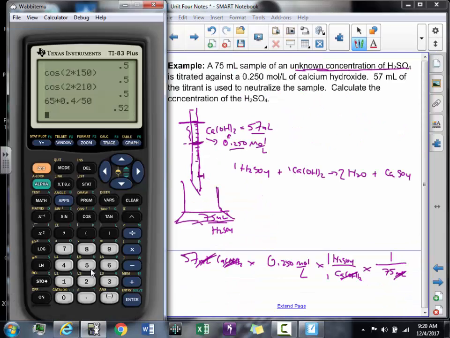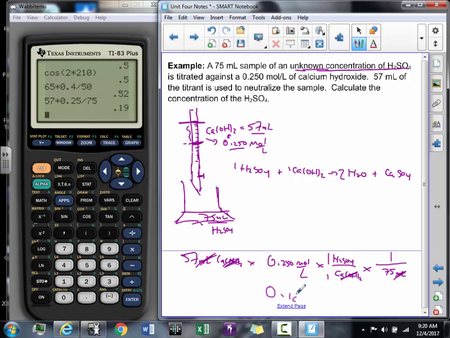So 57 times by a quarter and divide by 75 gets us 0.19 moles per liter from right here of H2SO4 from right there. Does that make sense?